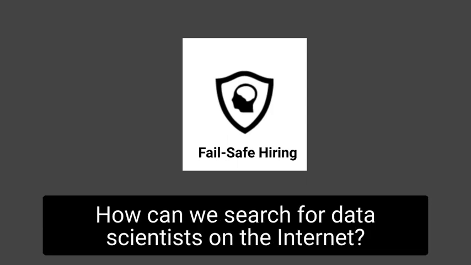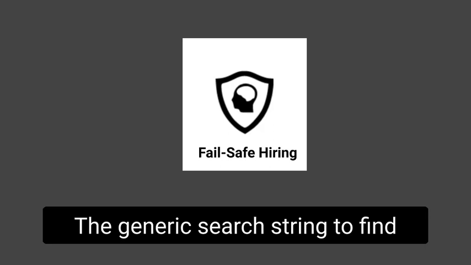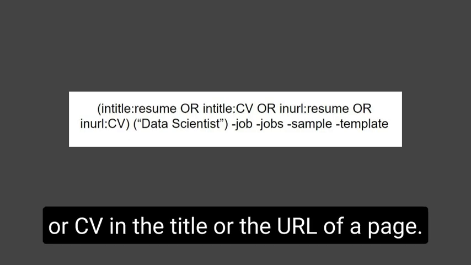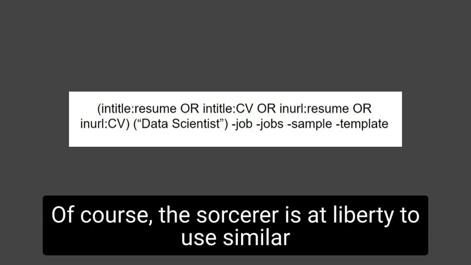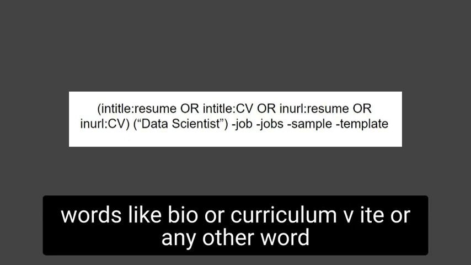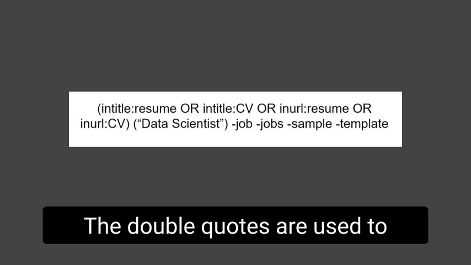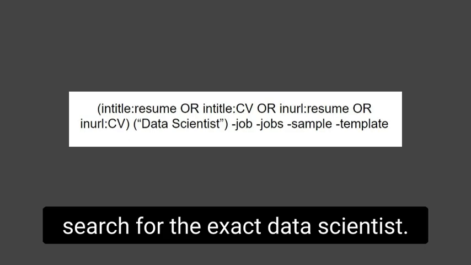1. How can we search for data scientists on the Internet? The generic search string to find data scientist profiles on the Internet. The search operator, in title and URL, look for the words resume or CV in the title or the URL of a page. Of course, the sourcer is at liberty to use similar words like bio or curriculum vitae or any other word that can help the sourcer refine his or her search. The double quotes are used to search for the exact phrase data scientist.